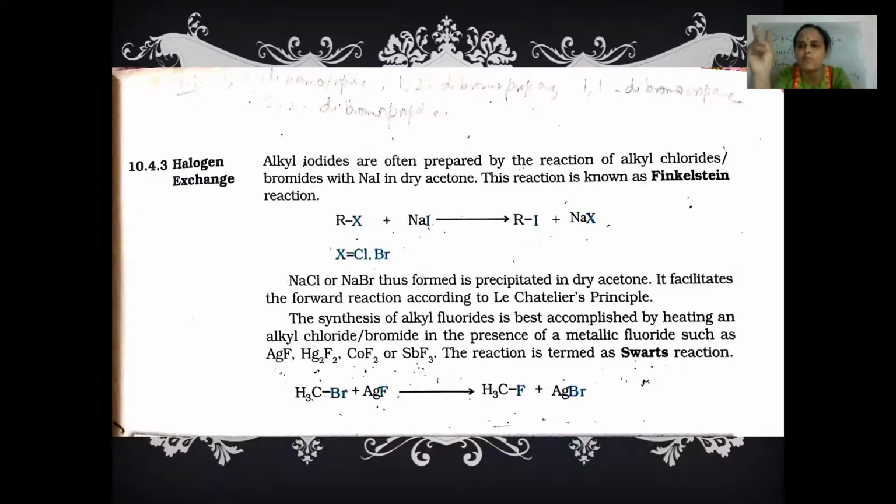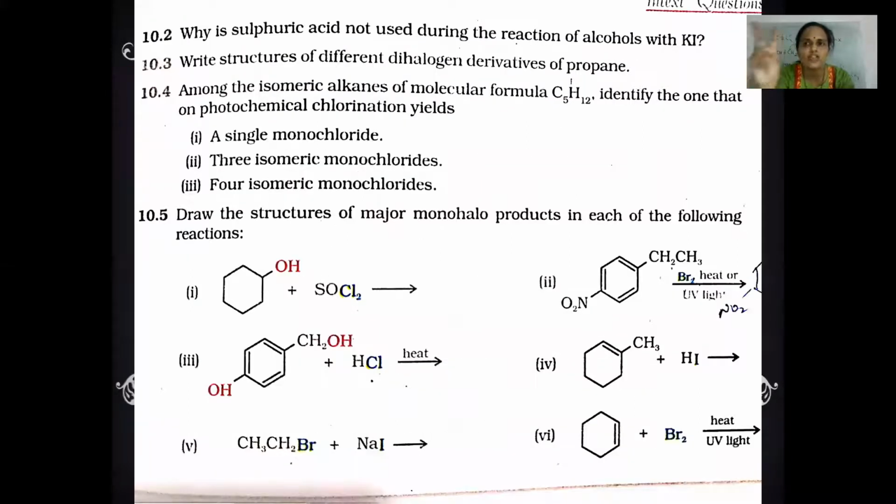Remember that both the Finkelstein reaction and the Swarts reaction are halogen exchange reactions. So a simple exchange of halogens takes place. The Finkelstein reaction is used for the preparation of alkyl iodides and the Swarts reaction is used for the preparation of alkyl fluorides. So till now we have read three name reactions. One was Sandmeyer's reaction, the second was the Finkelstein reaction, and the third one was the Swarts reaction. All three are important. You will learn them by putting them in writing.